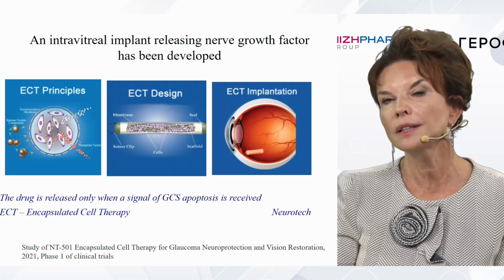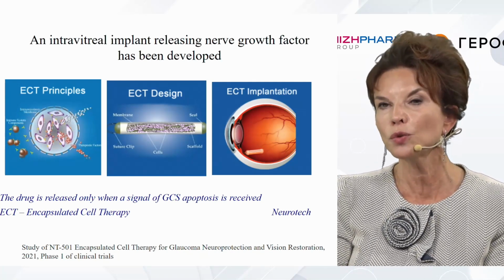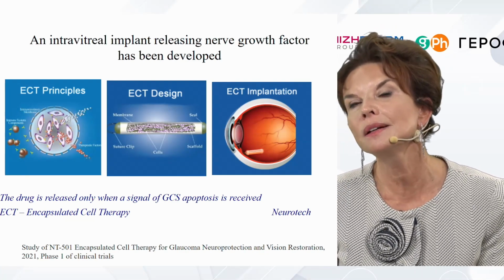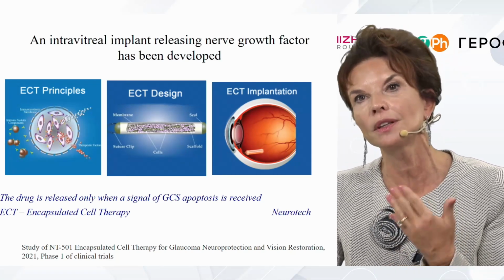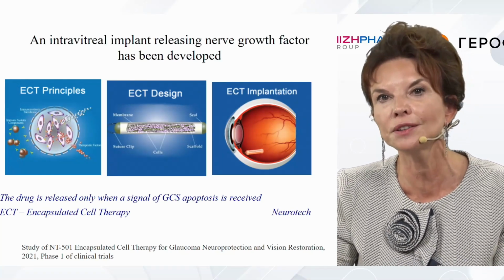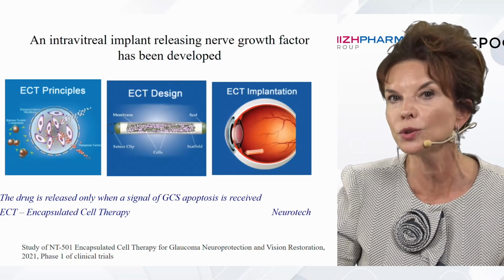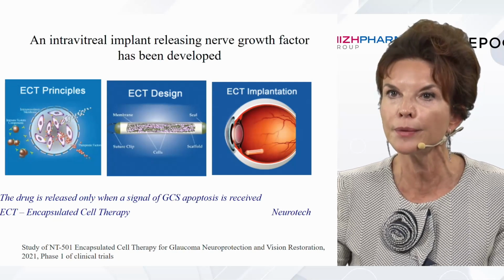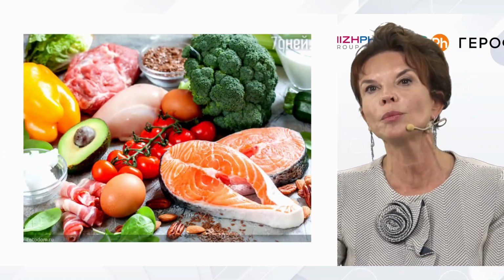Going back to the growth factor, Neurotech company has registered the implant, which has the ciliary neurotrophic growth factor and receptors sensitive to it. This implant will be introduced into the vitreous body, and the neurotrophic factors will be released when it is necessary. That means personalized therapy. It is very effective, and the first clinical phase of the trial is over this year. Phase 2 of the clinical trial will come to an end, and this is a very interesting implant.